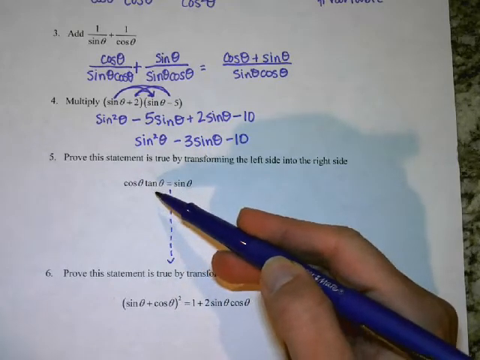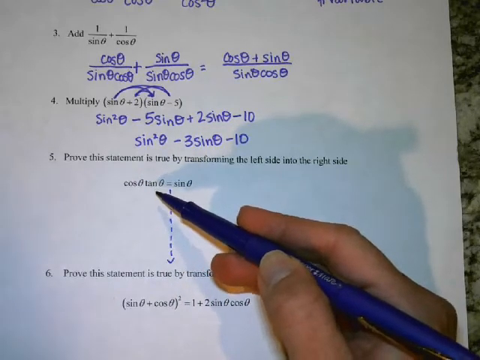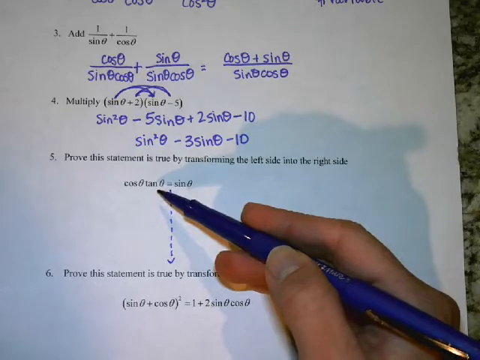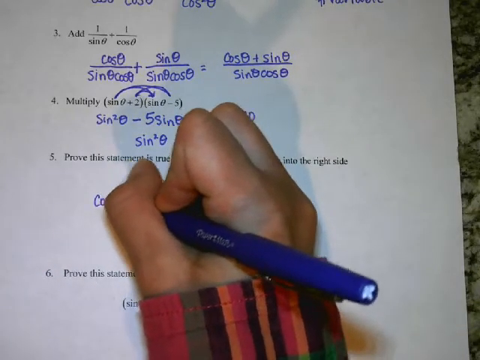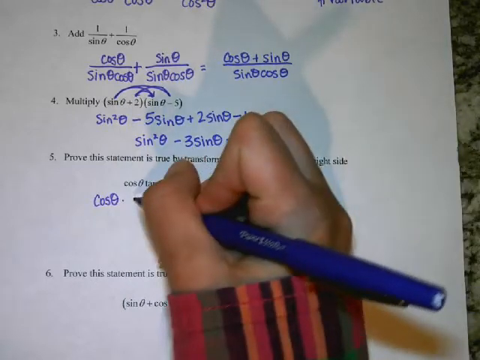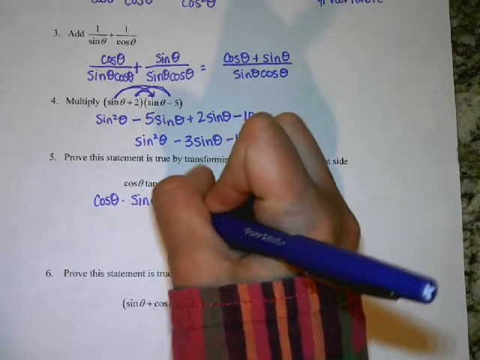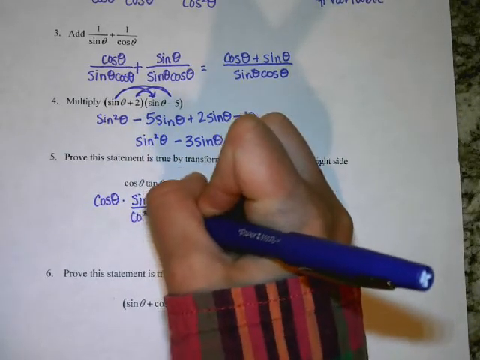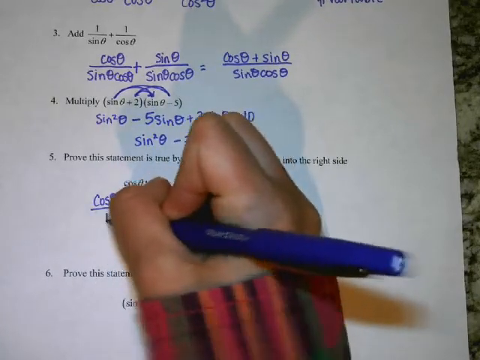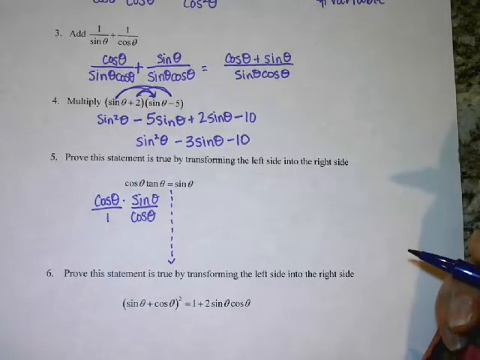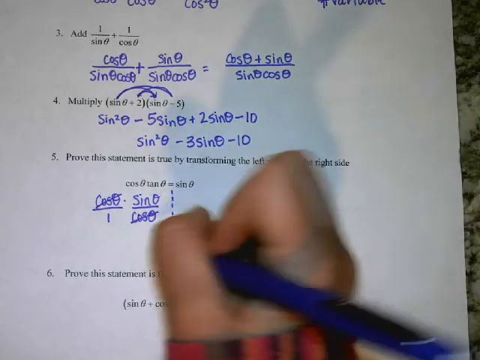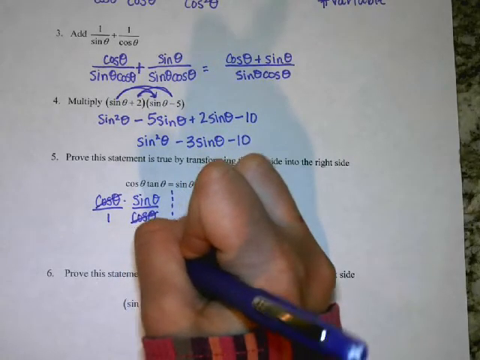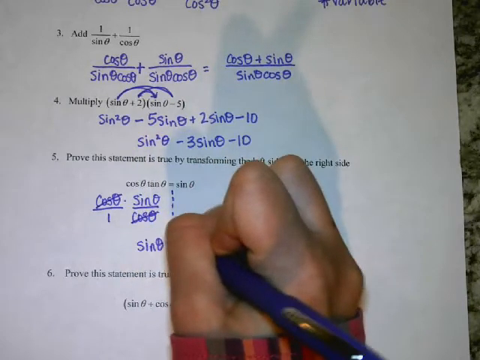Tangent. This is the one where we don't really want to go to cotangent. We want to use our reciprocal or our ratio identities. So I'm going to leave cosine, and I'm going to say tangent is sine theta over cosine theta. Well, look what happens there. I have a cosine theta in the numerator, a cosine theta in the denominator, and when I simplify that, I get sine of theta equals sine of theta.